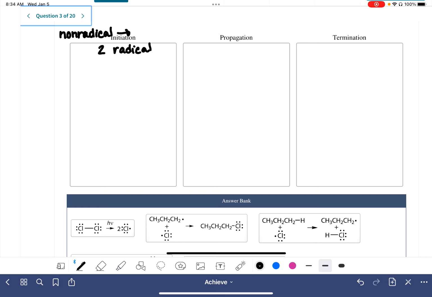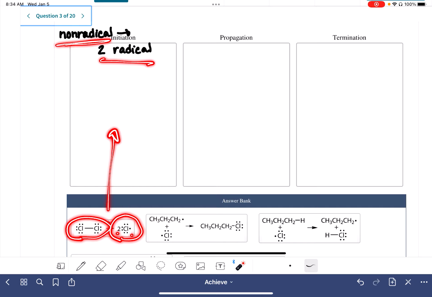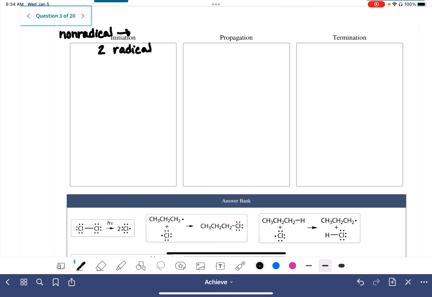So to classify these, for example right here, you're going to be looking at the reactants, that's a non-radical, looking at the products, there's 2 radicals, so that would be an initiation. A propagation is where you are taking a radical and you are turning it into a different radical. And there could be more than one, like 2 radicals turning into 1 new radical, or 1 turning into 2, or whatever. But you're starting with a radical and ending with a radical.